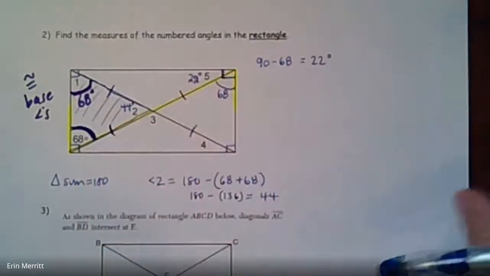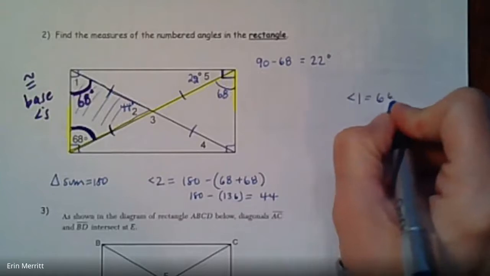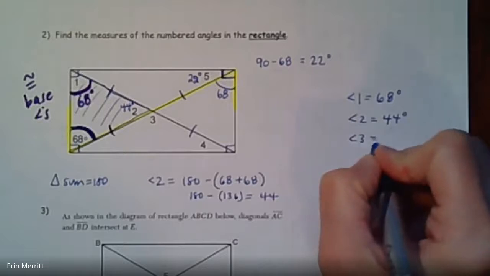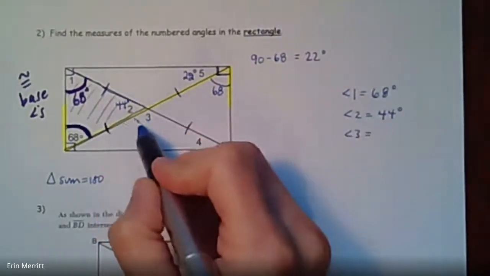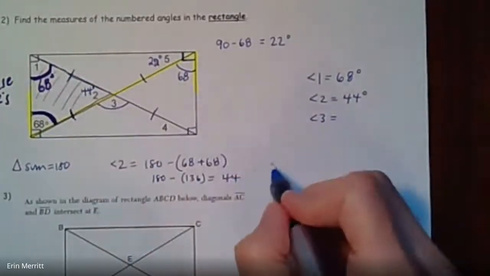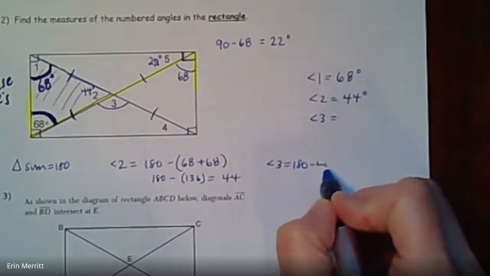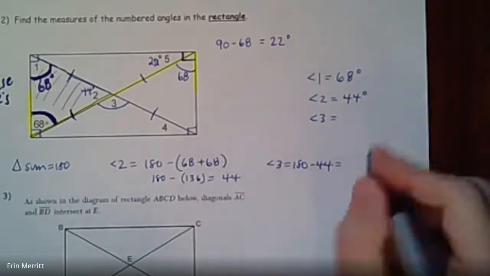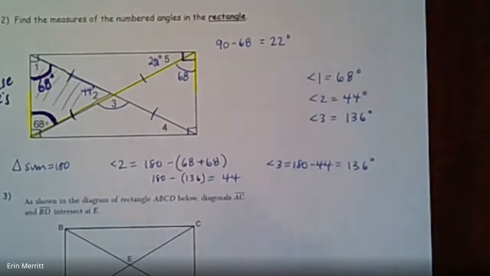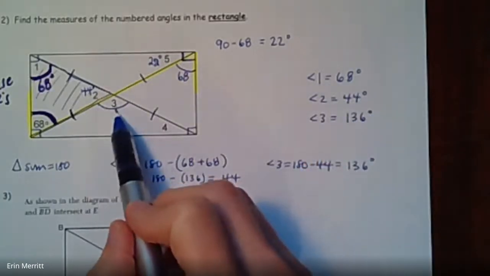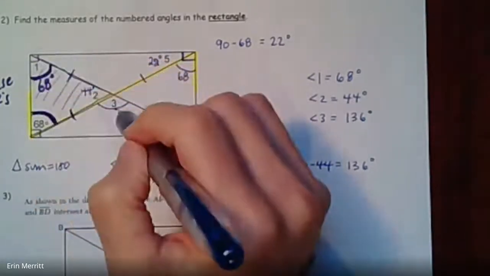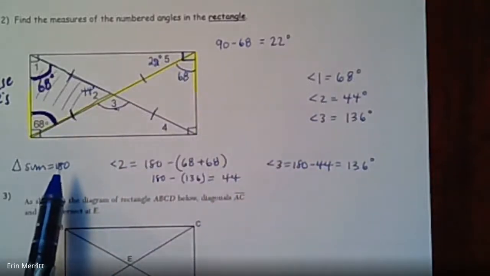So let's see. I've got a bunch of things written here. Angle 1 is 68. Angle 2 is now 44. Angle 3 is adjacent to angle 2, and it forms a straight line with it. So that means that angle 3 should be just 180 minus 44, which is going to bring us right back to 136. There's also something called the exterior angle theorem that we talked about before, that this is equal to the two remote interior angles. Well, there you go. Add them up. That's that one. All right, angle 4.